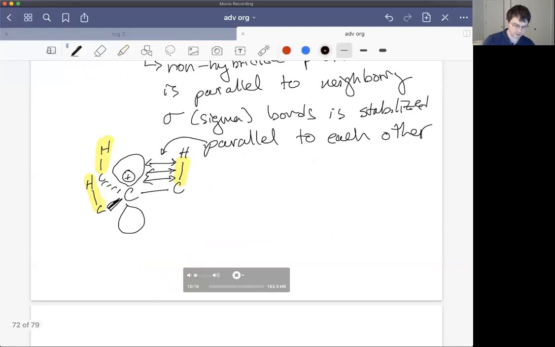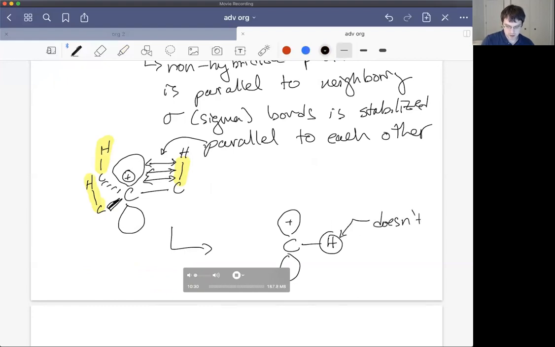neighboring sigma bonds. Now, if we look at what this looks like with a methyl group, a CH3, all we have is the sigma bond reaching out to the hydrogen, and this does not stabilize through hyperconjugation.